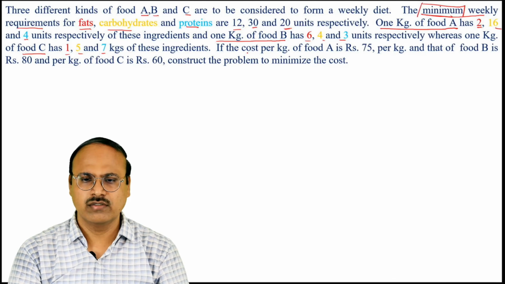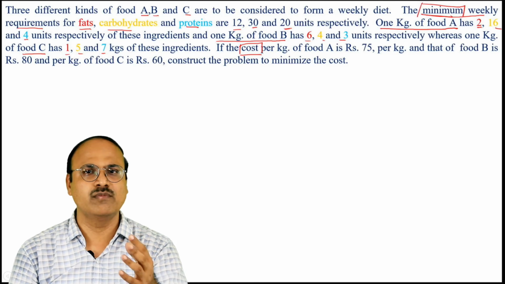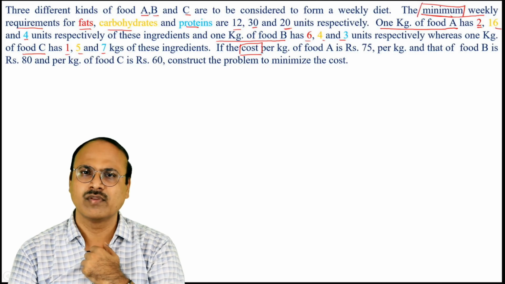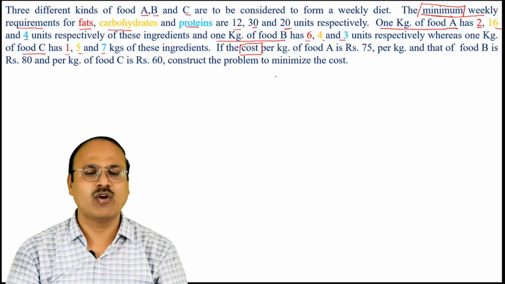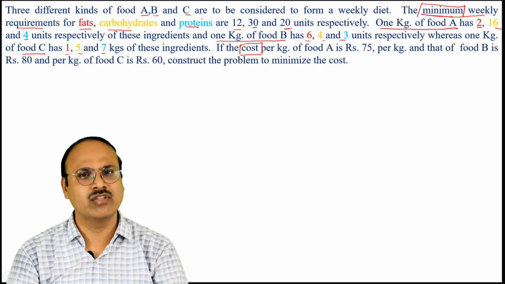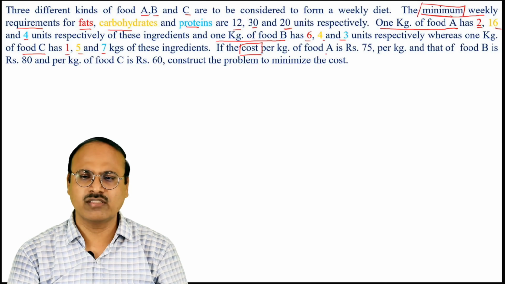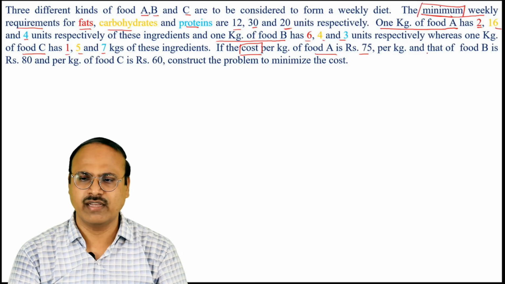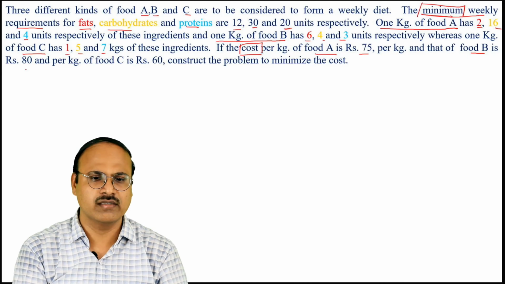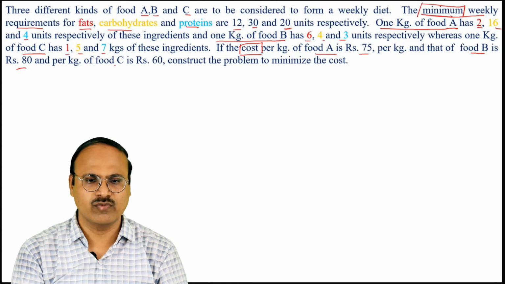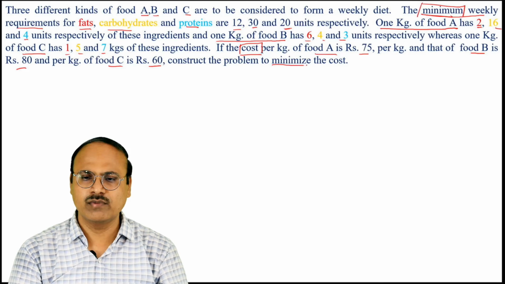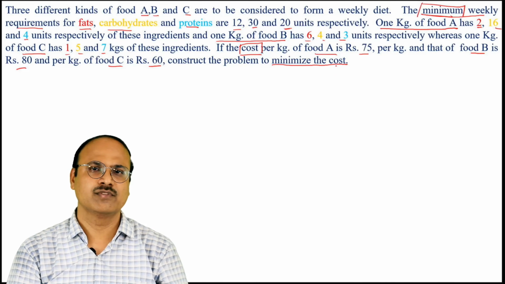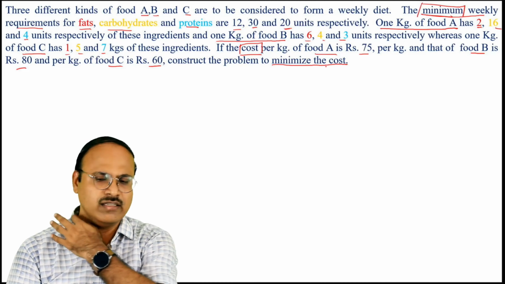If the cost, now here the word is cost, whenever the word cost comes, obviously the problem will be to maximize or minimize. Would you like to increase your cost or decrease your cost? Obviously decrease. So the objective here will be to minimize the cost. What is given? Cost per kg of food A is 75 rupees, for food B it is 80 rupees per kg and for food C it is 60 rupees per kg. Construct the problem to minimize the cost. So this is a problem to minimize the cost.